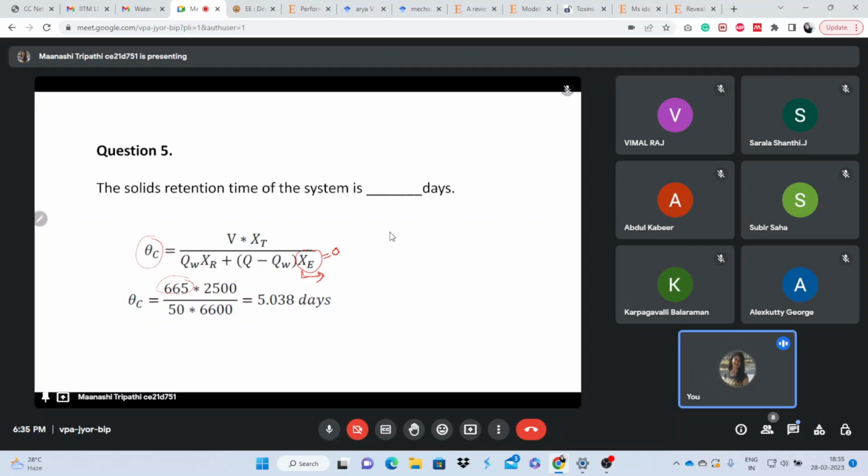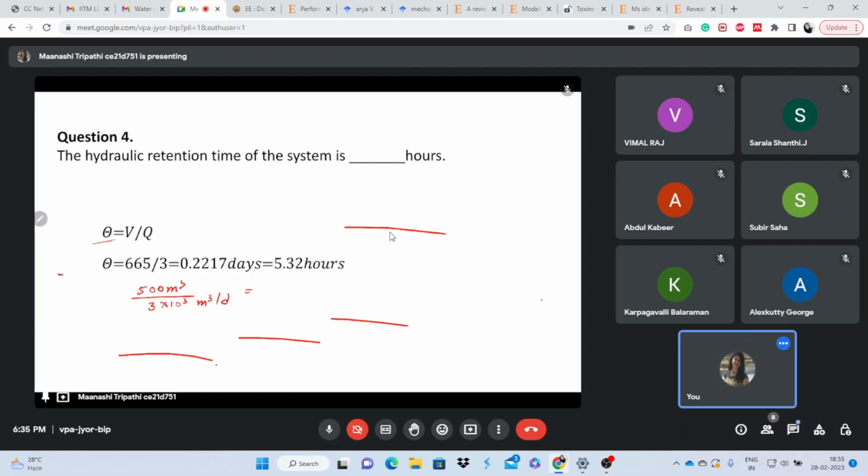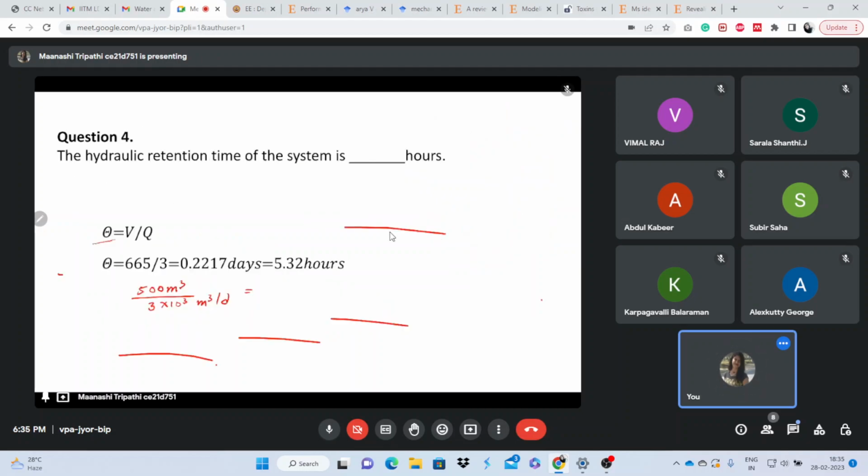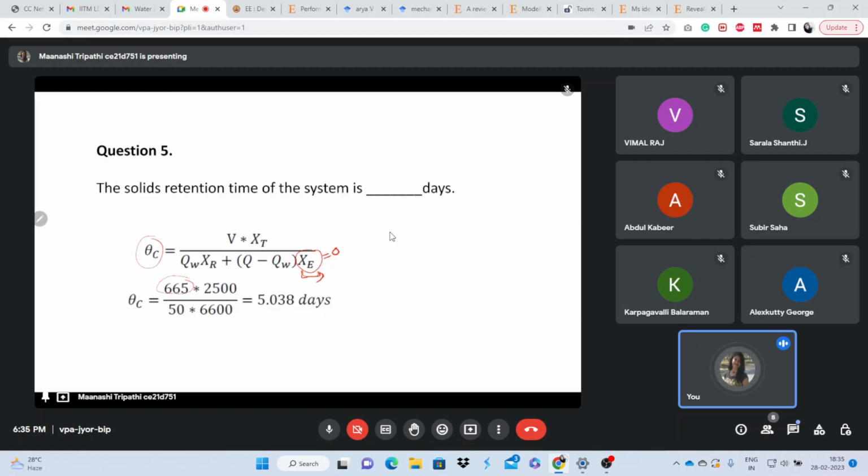In the question it's giving 500 meter cube, or am I seeing it wrong? Yeah, it's giving 500 meter cube. I don't see any other thing here. So we'll correct it while uploading the solution. So this is how you solve solid retention time. If possible, if you are solving, then please take volume as 500 meter cube and give me the correct answer.